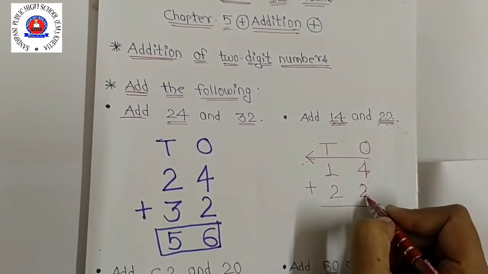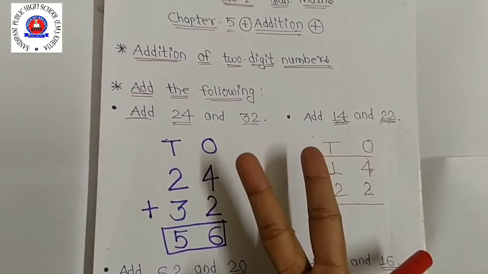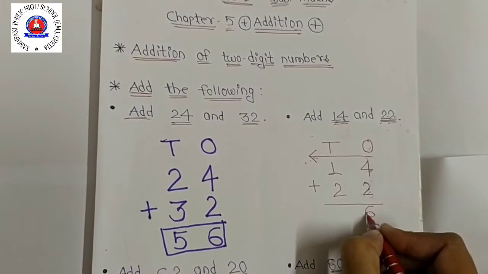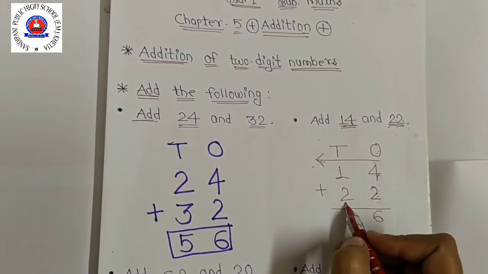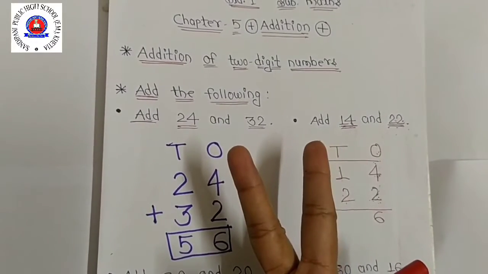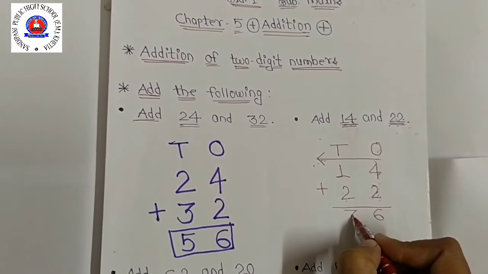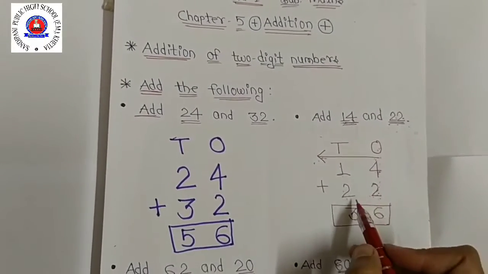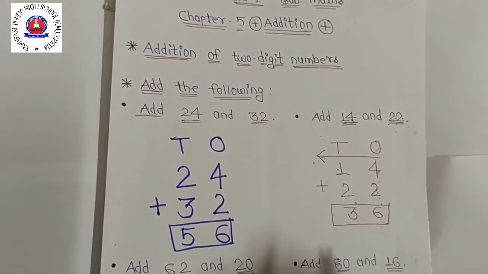So 4 plus 2. Keep 4 in mind and show 2 fingers, 1 and 2. After 4 count 5, 6. So write here 6. Now move to the tens column. This is 1 and this one is 2. So 1 plus 2: show 2 fingers, 1, 2. After 1 count 2, 3. So write here 3. Now we got the answer. When we add 14 and 22, we get the answer 36. Clear?